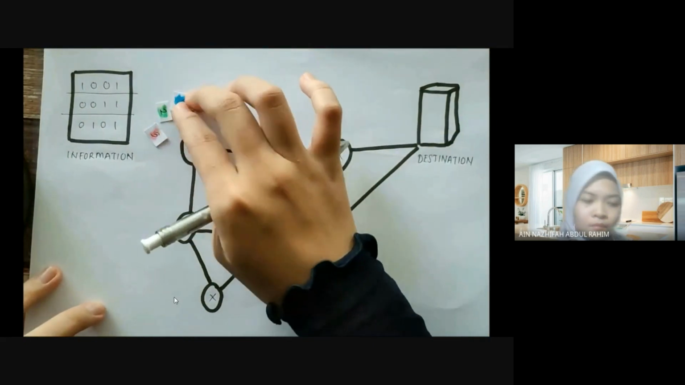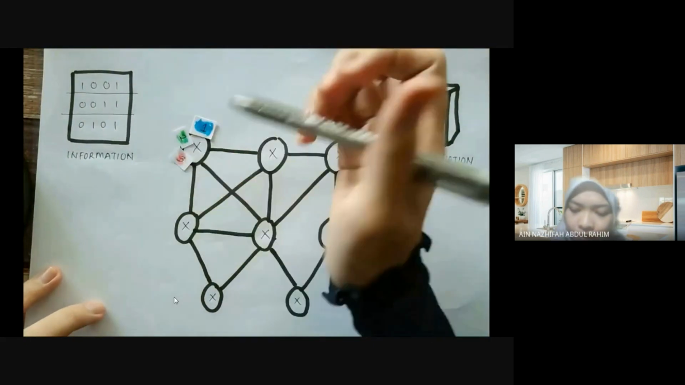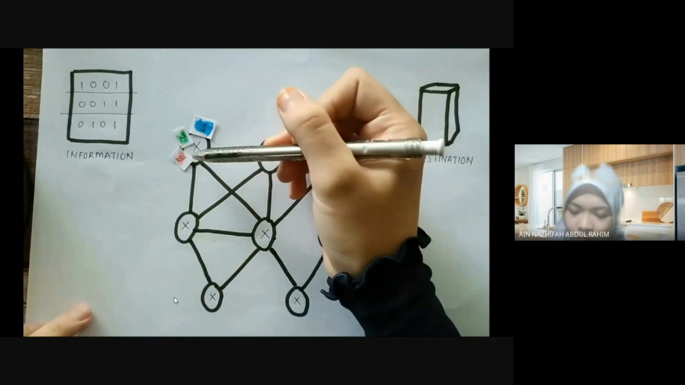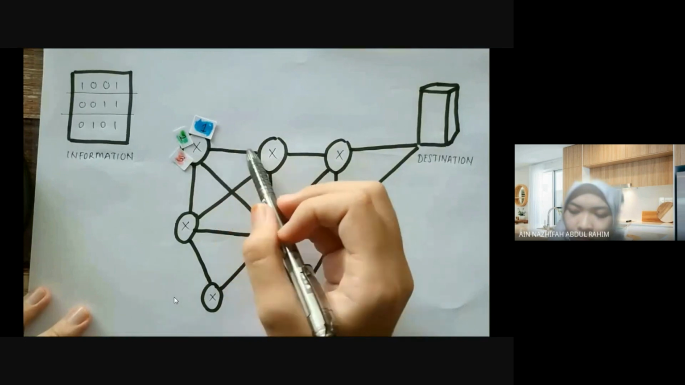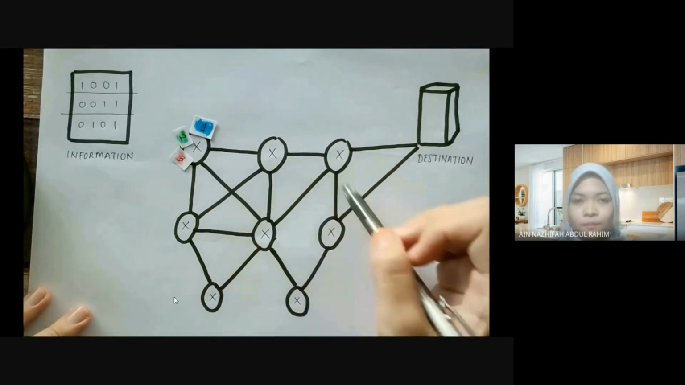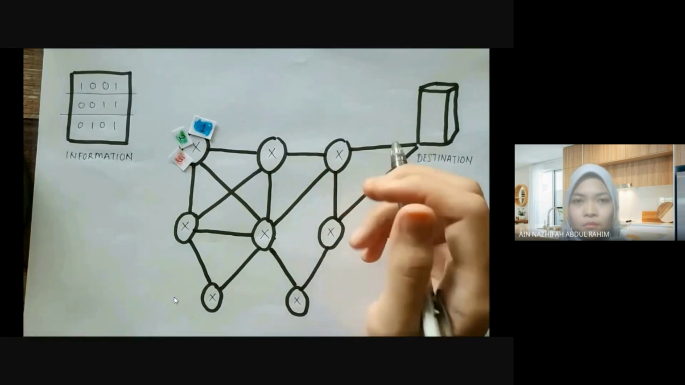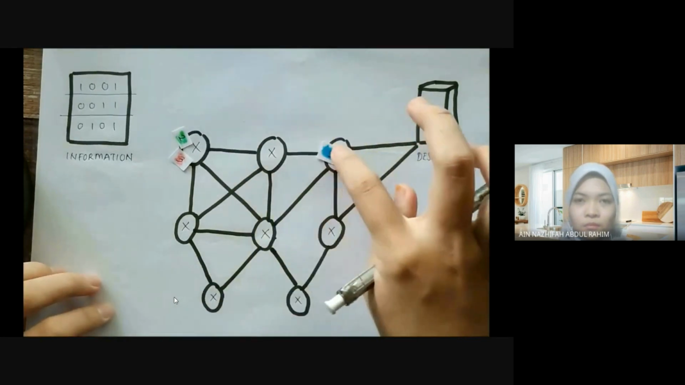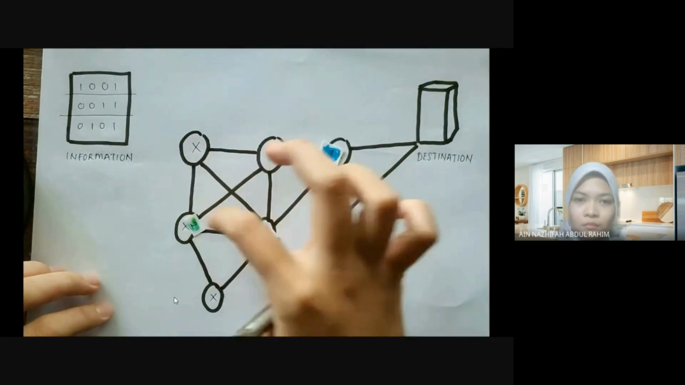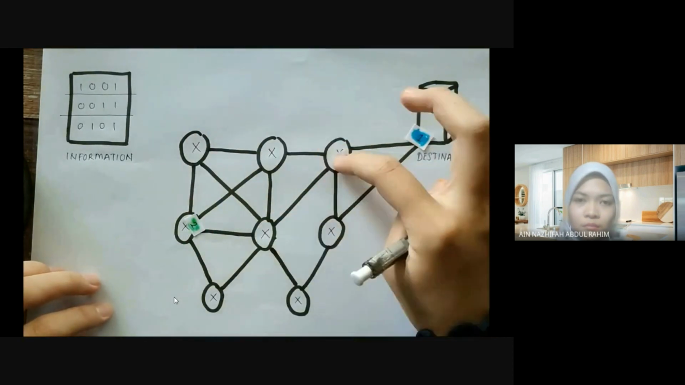Firstly, they will go to this router. Router is what we can assume as a manager that controls each route that these data packets will travel to arrive at their destination. They will go through different routes, depending on the router and also on the traffic at that time.